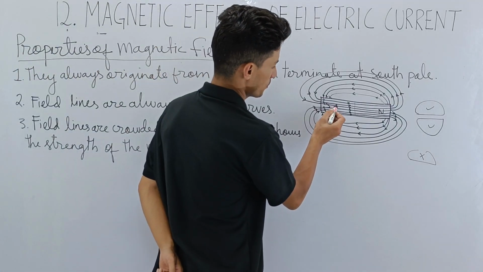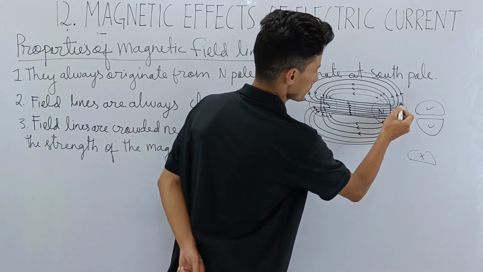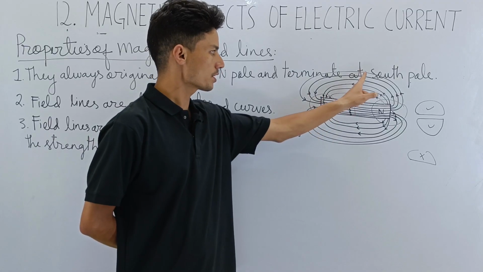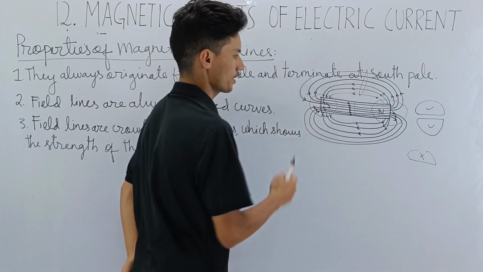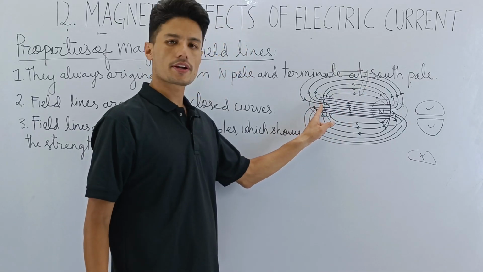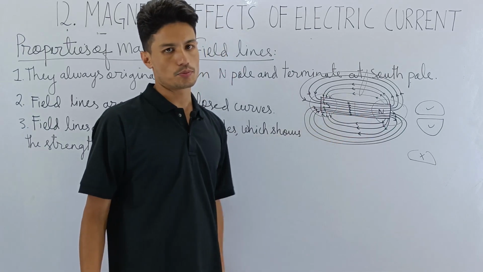These are the poles, my dear students. Look at this area. It is very clear that the field lines are crowded, isn't it? Look at this area and compare this area. Field lines are more here, and these are the poles. So field lines are crowded near the poles.